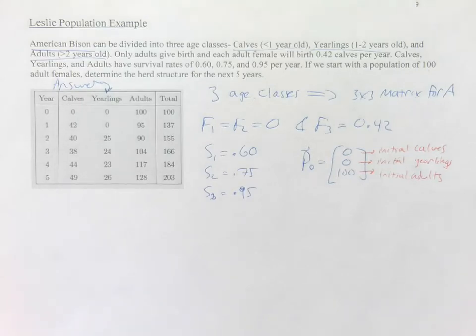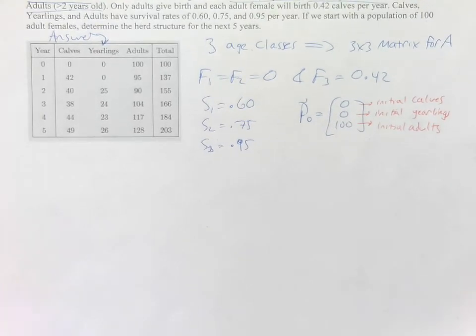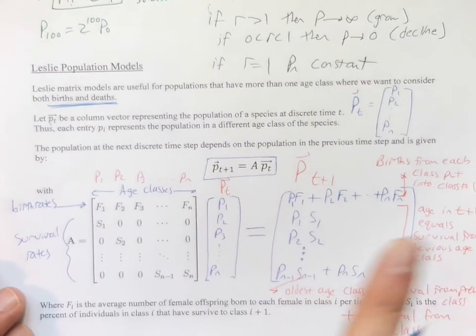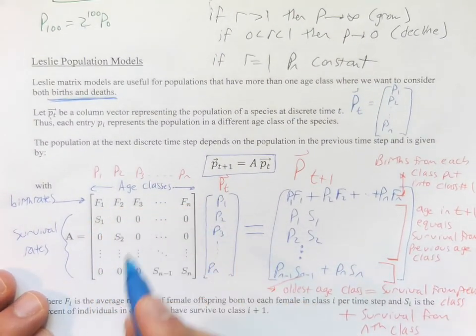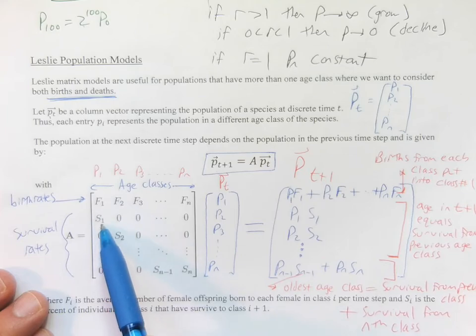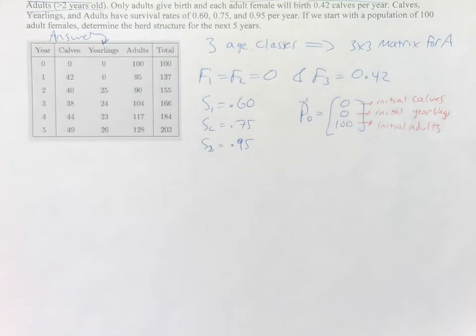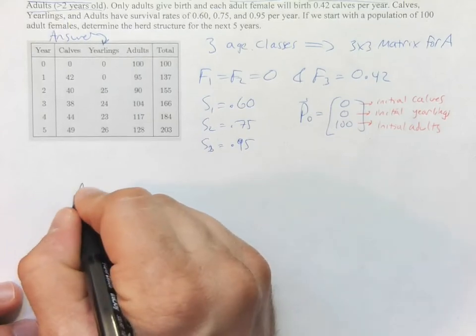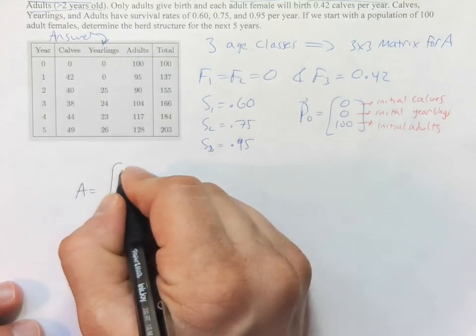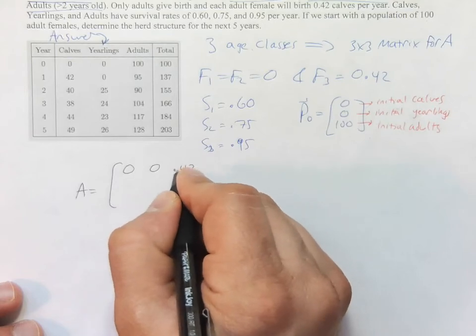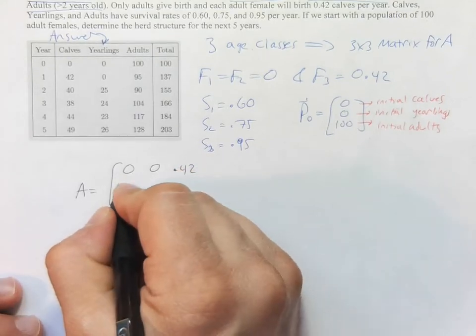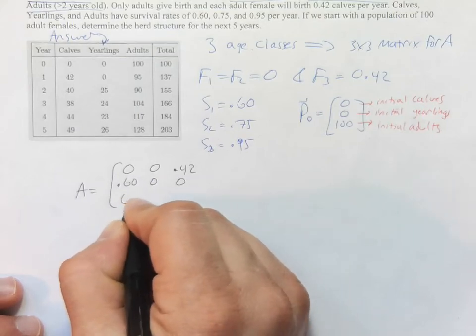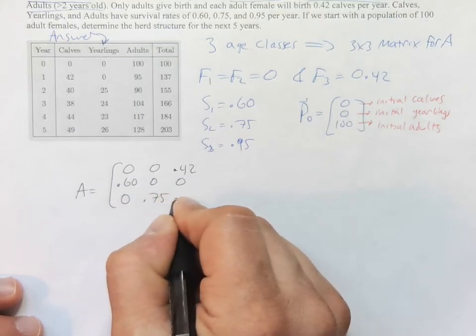Okay, so let's set up our matrix and do a little bit of matrix multiplication. Let me remind you of the form of matrix A one more time. We do the fecundities across the top row, and then we do the survivals down the sub-diagonal, and you do the last two in the bottom row. But we're only going to have a 3 by 3, so it's not going to be nearly as big. So A is this matrix: 0, 0, 0.42, because only adults give birth; then 0.6, 0, 0; and 0, 0.75, 0.95.